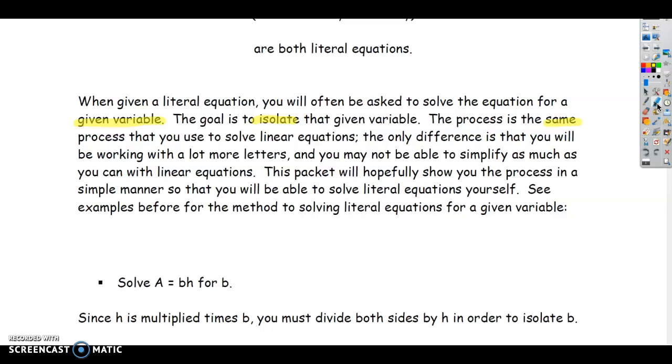All right, this packet is going to hopefully help you process or learn some examples of literal equations. So we're going to work through some of these together, and then you will have an assignment to work on your own. The first one we're going to do is solve A equals BH for B. Okay, so we're solving for B. That means we want to isolate B.